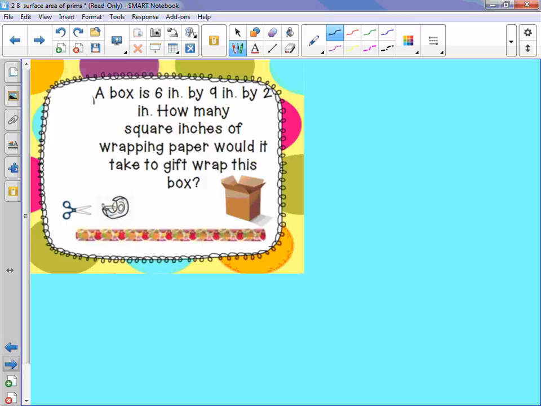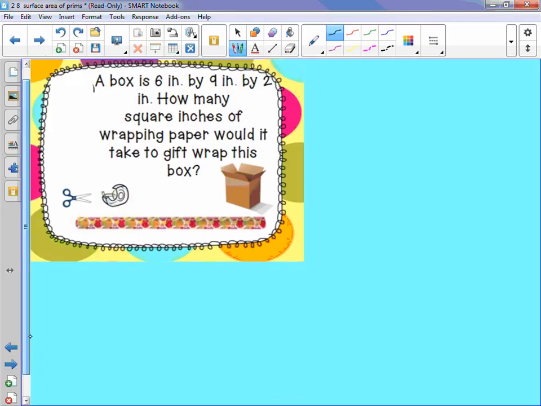Sometimes you are not going to be given the net. I'm going to show you how you can do it without the net, but it is not ideal. But I am still going to show you because some people ask. So on here, I have a box that's 6 by 9 by 2. How many square inches of wrapping paper would it take to gift wrap this box?